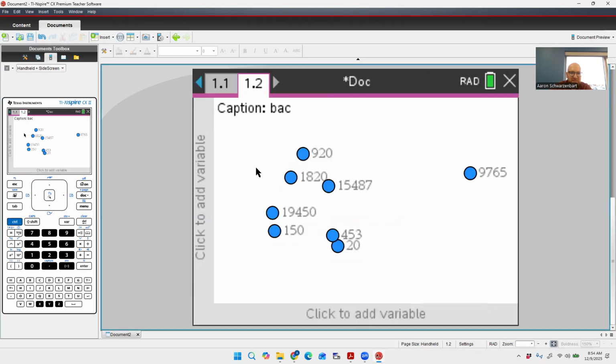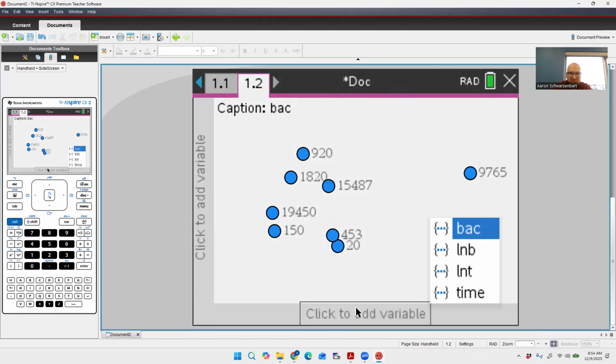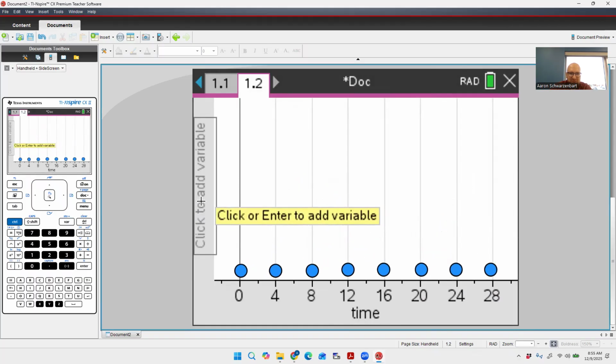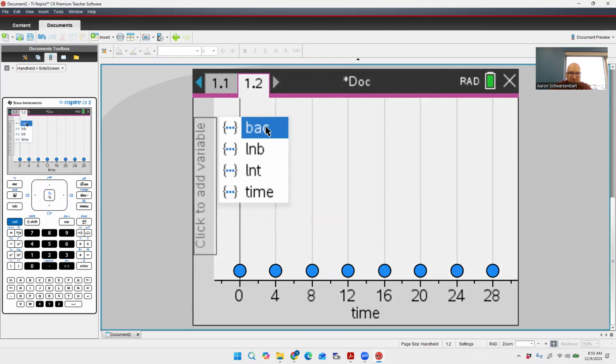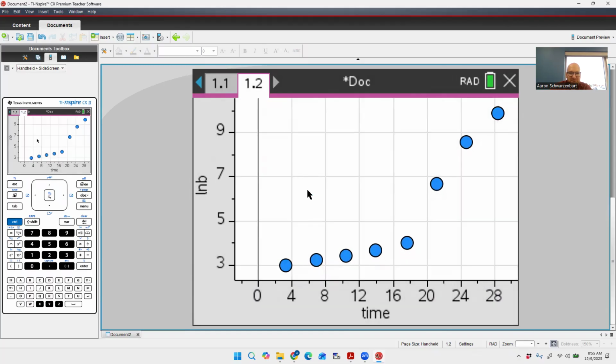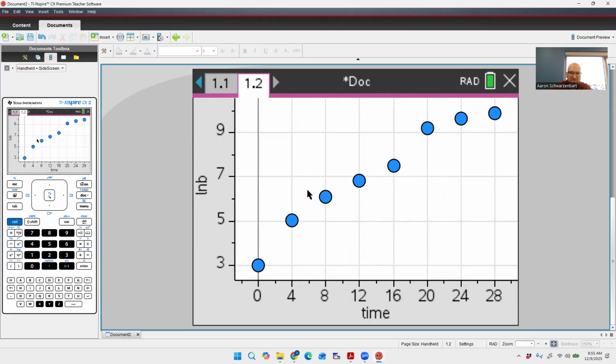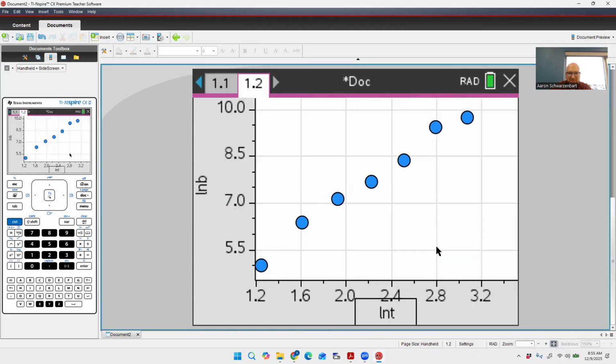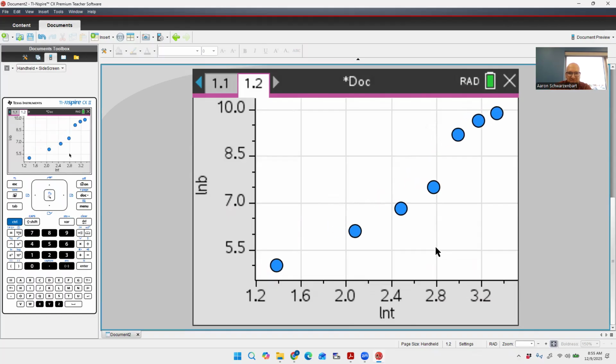But I'm going to add a page and add data and statistics. So first thing we'll look at is time. If I put bacteria here, I get the crazy graph they had. Let's see what ln(b) is. That's kind of linear. Is this going to work with ln(t)? Yeah, it's just going to kind of ignore it. That's actually probably worse. I think it's better.